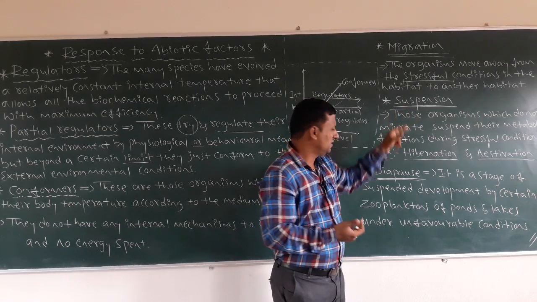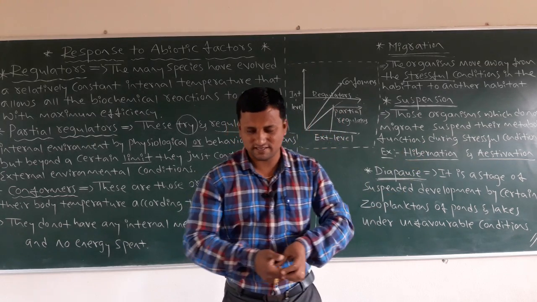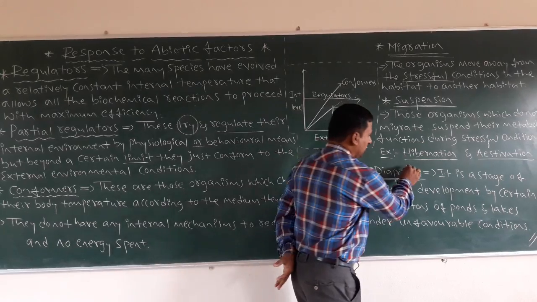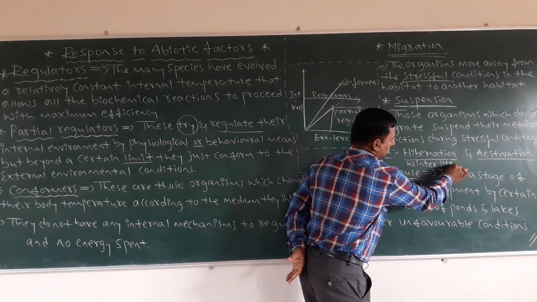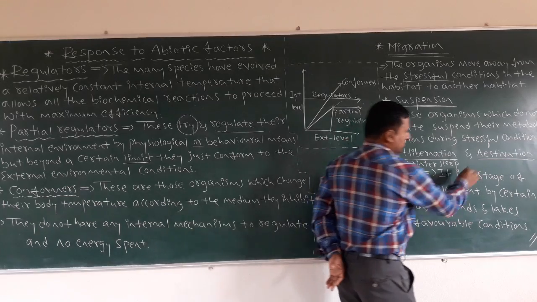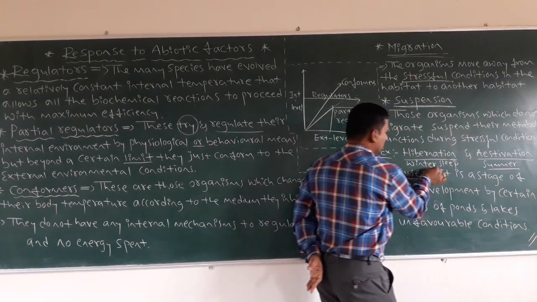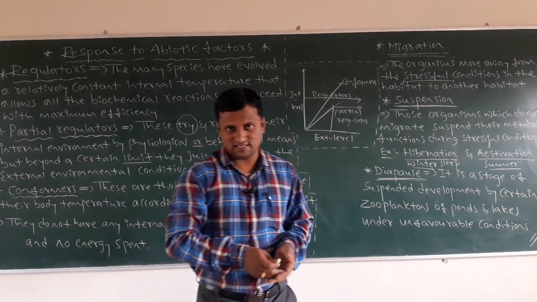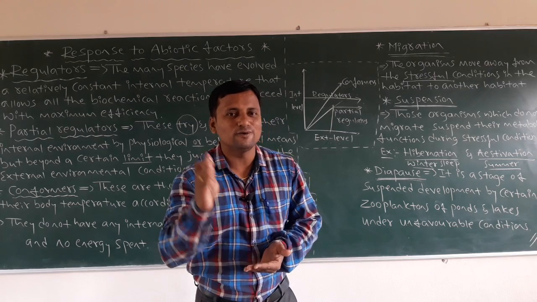The best examples: there are two conditions, hibernation and estivation. Dear students, you must remember this. Hibernation is commonly called winter sleep, and estivation is nothing but summer sleep. See, the words are winter sleep and summer sleep. These are the two seasons. In those seasons, how does the organism give a response?